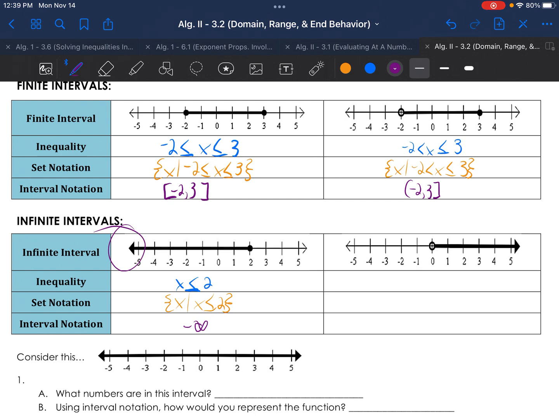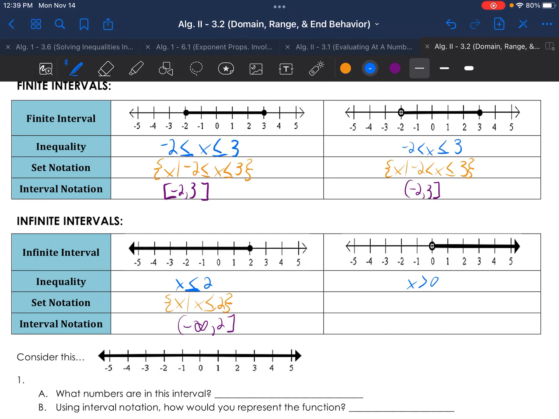And the interval notation would be negative infinity, which is where it goes on the left. And that'll be a parenthesis because it can never actually go to negative infinity because it's not a number. It is really just a concept. So infinity or negative infinity will always have a parenthesis. Comma 2, which will have a bracket because it's or equal to. I recommend trying your next one on your own.